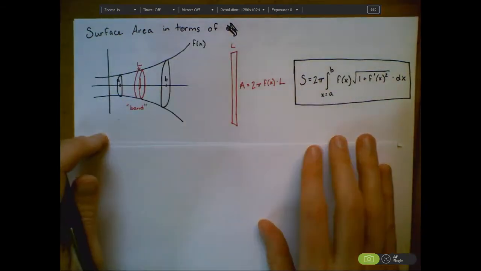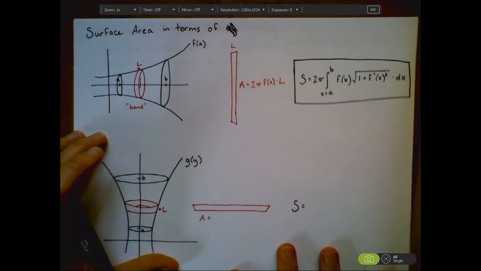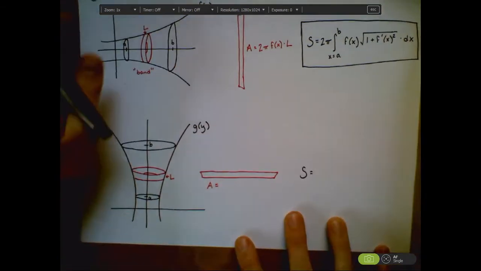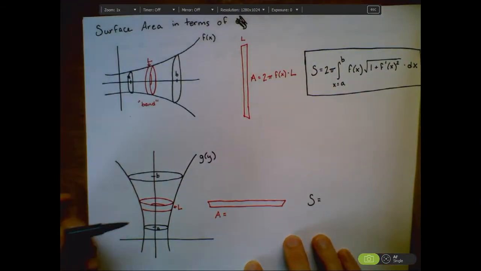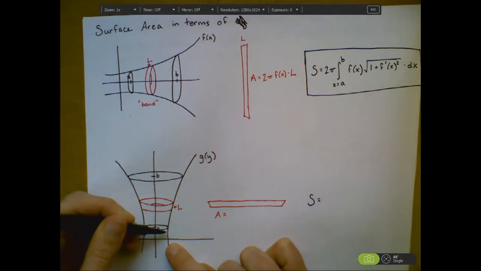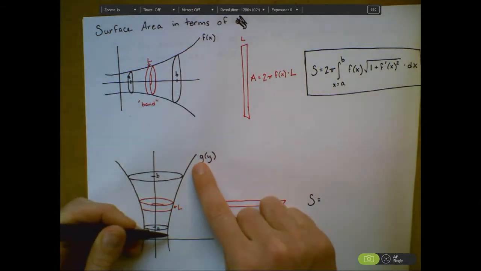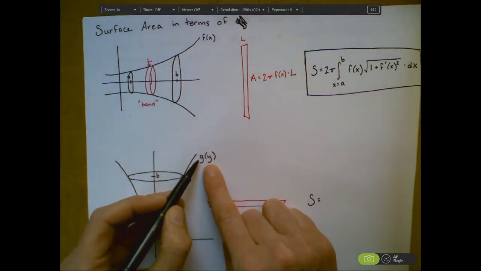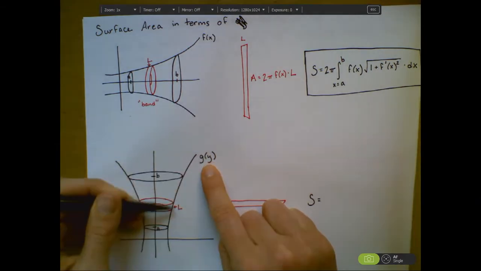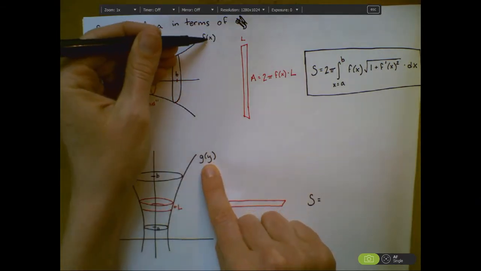What happens if we want to do it in terms of dy? It's going to be a really similar picture, but all of our variables are going to flip-flop. So again, I would want to do my integration with respect to y, because my function in this case is a function of y instead of a function of x.